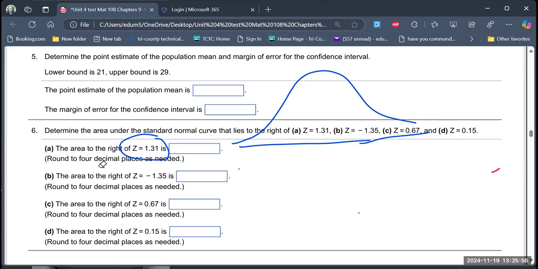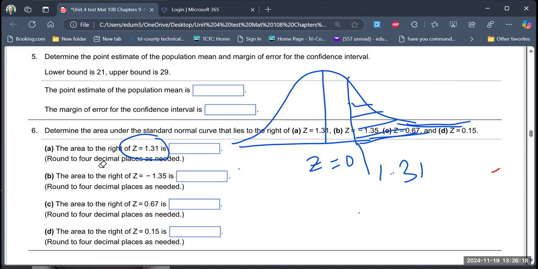So the Z is 1.31. The normal curve has mean equal to 0. So when I have 1.31, it is a number. It is 1.31 standard deviations. So I'm finding area to the right, and this means area from 1.31 to positive infinity. And I want you to remember that positive infinity is 1e to the power 99. Don't forget.